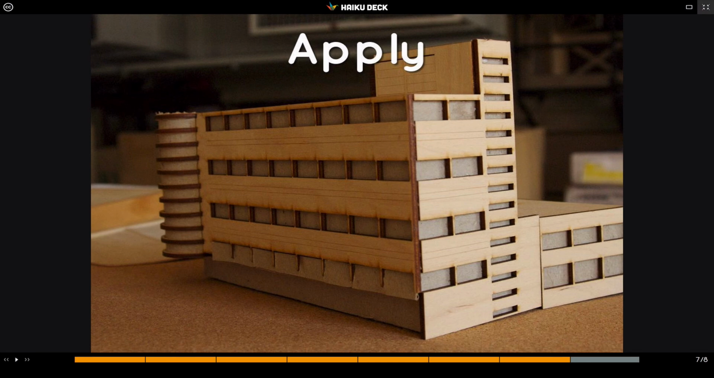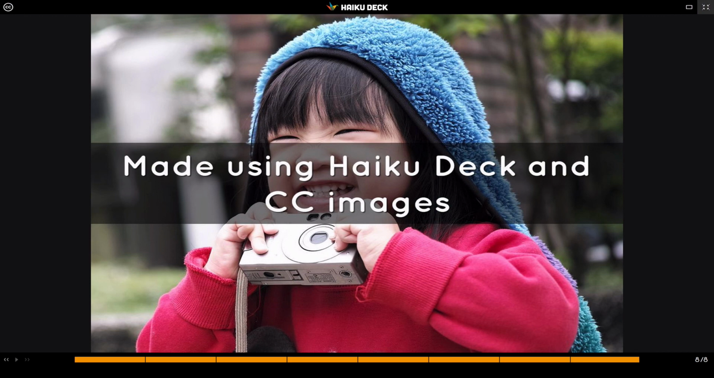The apply phase is about showing their understanding, not in the way of a test or quiz, but with something concrete, something more physical. In my case, I like to use more authentic experiences for my students. So, in a small nutshell, that's what Explore, Flip, Apply is. I used Haiku Deck, and all the images in the Haiku Deck are Creative Commons. So, thank you.